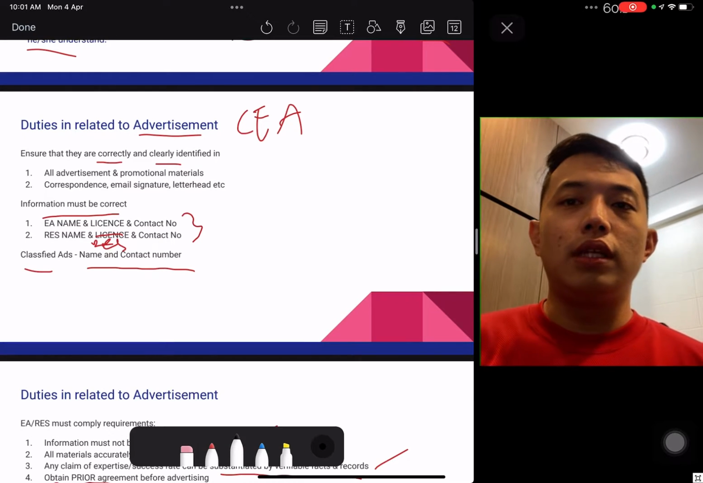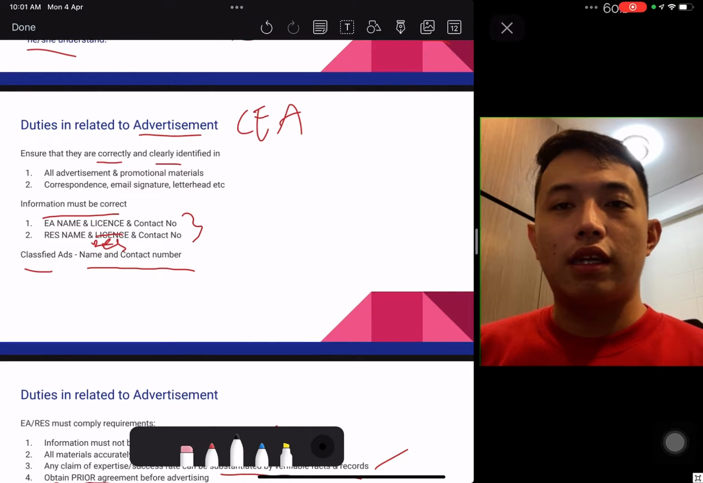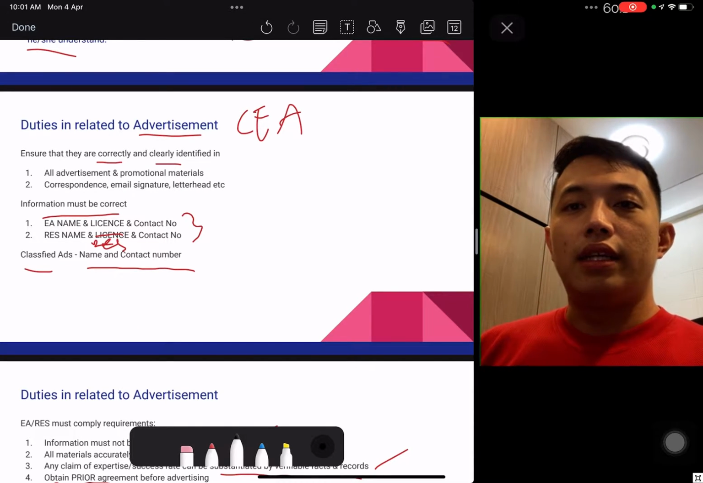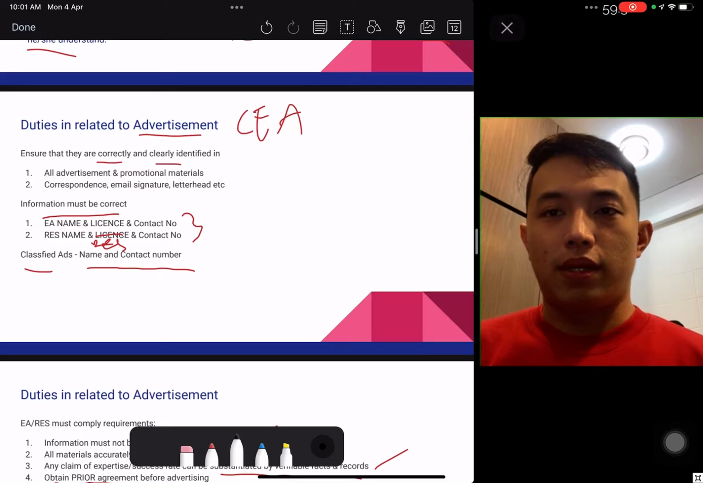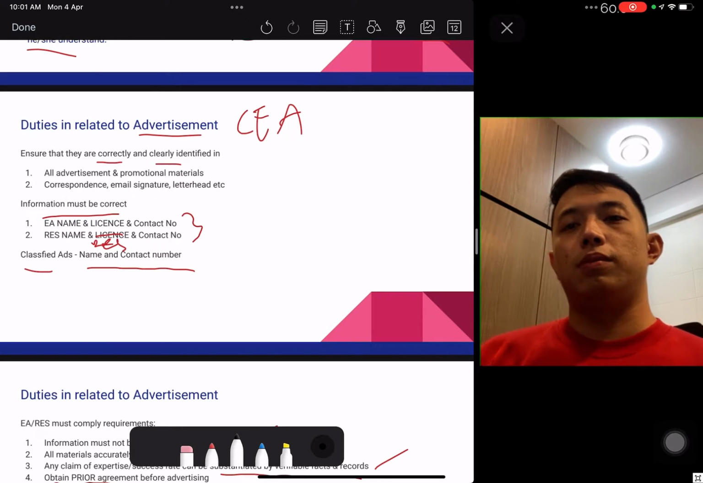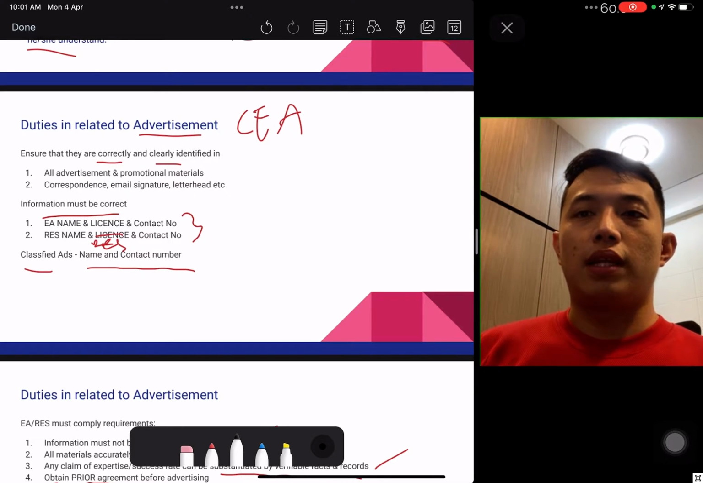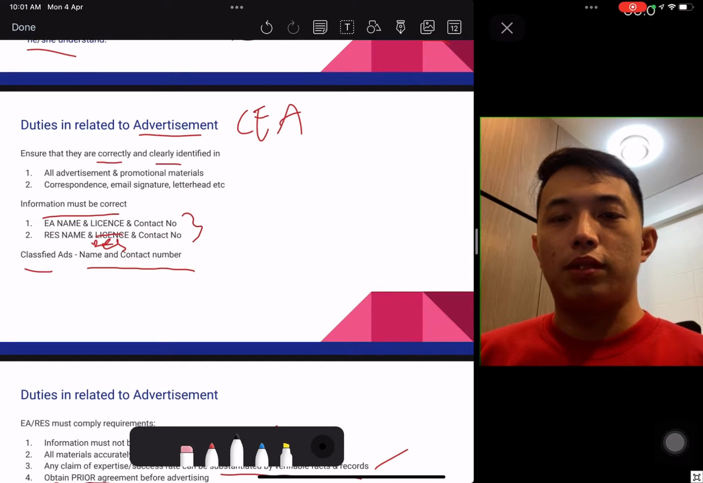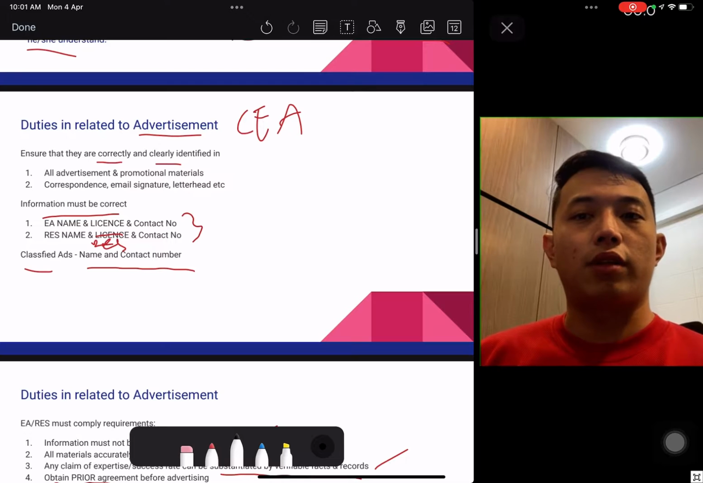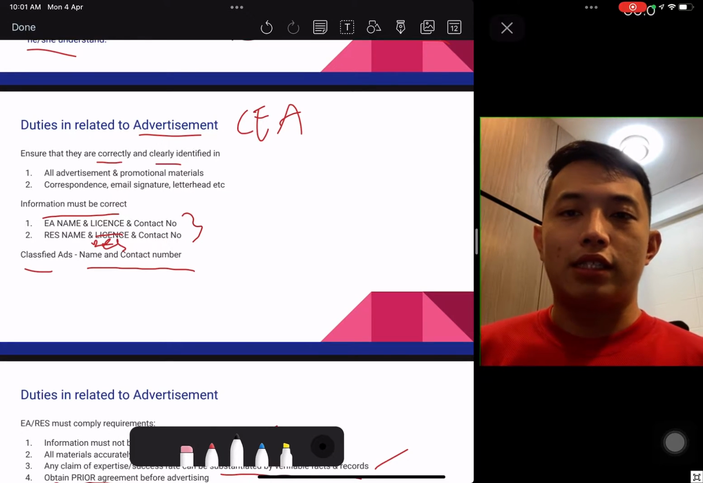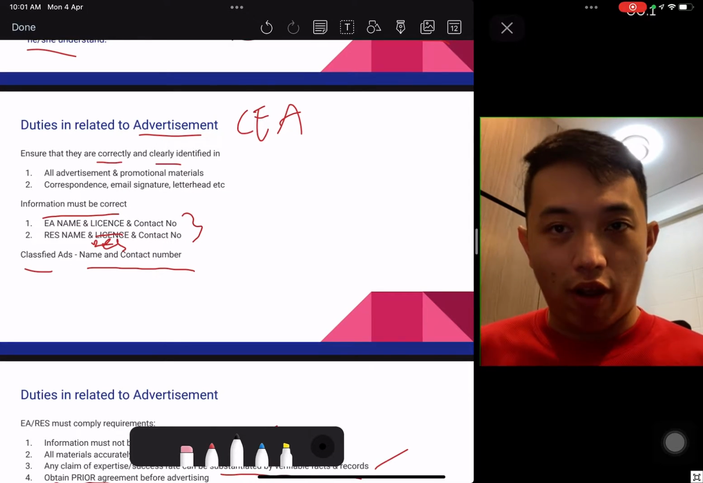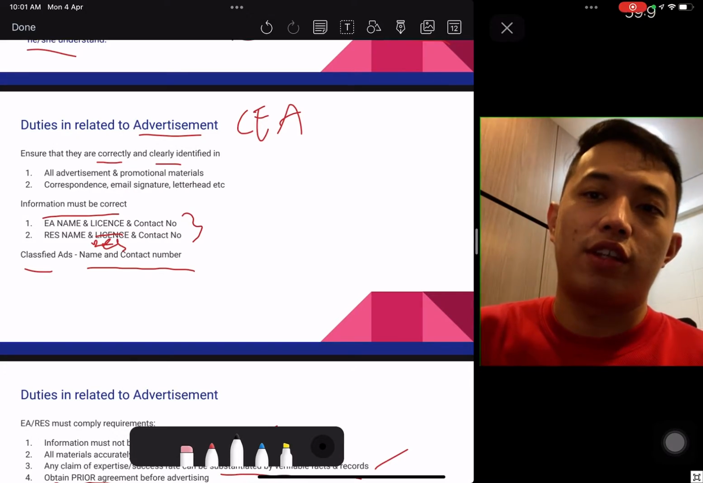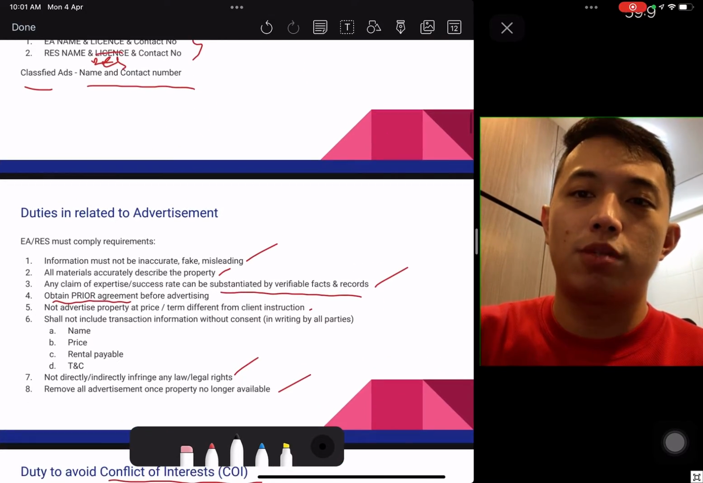Okay, duties in advertising. Ensure that they are correctly and clearly identified in the advertisement and promotion material, which corresponds to emails or anything. Okay, advertisement, guys, later we go through one thing. There must be some information inside it. There must be the RES name, contact number, and the license numbers, EA and RES, for all advertisements except for classified advertisements, which need only the name and contact number. I'll go through this part now.